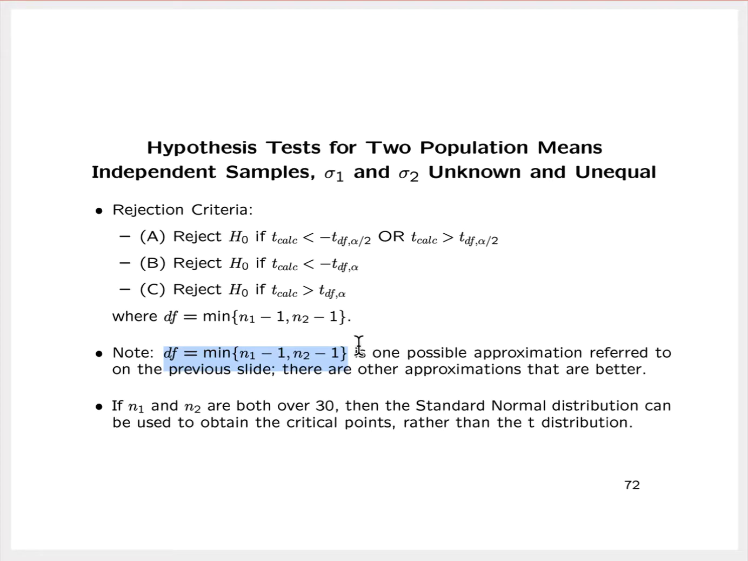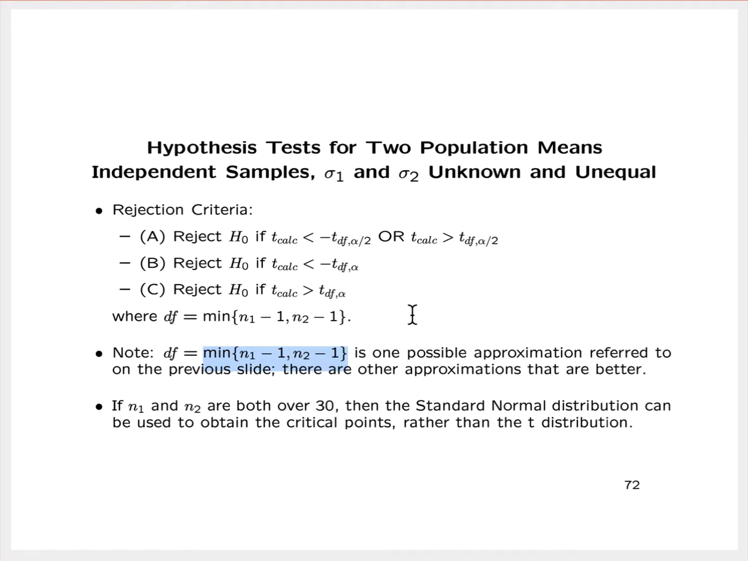So you'll remember that if the size of sample 1 is n1, then we have n1 minus 1 degrees of freedom associated with sample 1. And if n2 is the size of sample 2, then the number of degrees of freedom associated with sample 2 is n2 minus 1. And so the approach that we will use to approximate the degrees of freedom is to use the minimum of those two values.